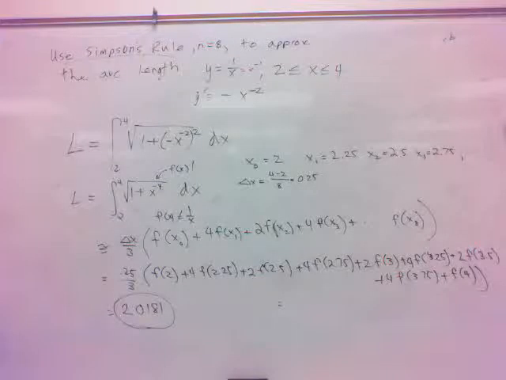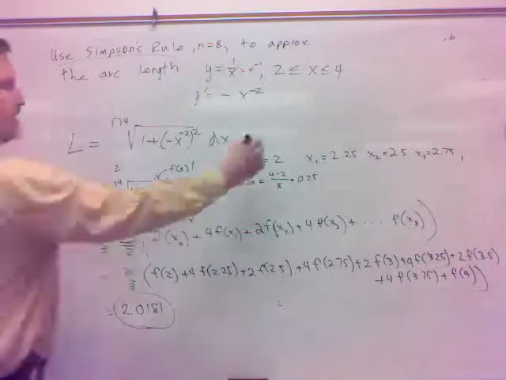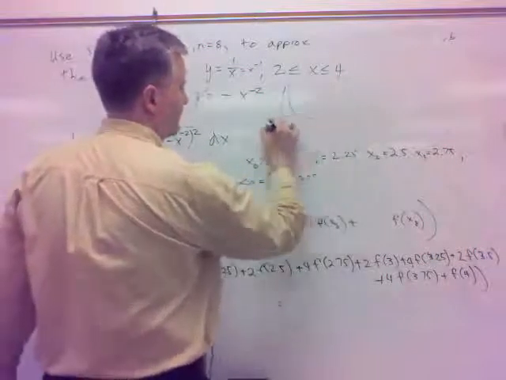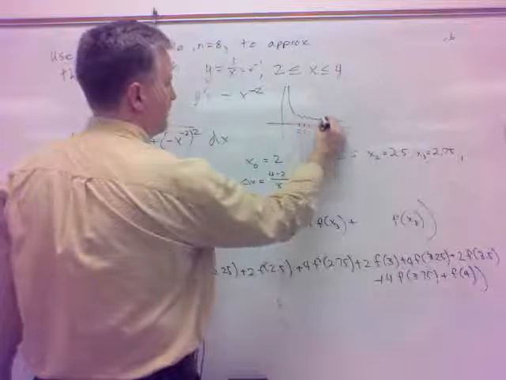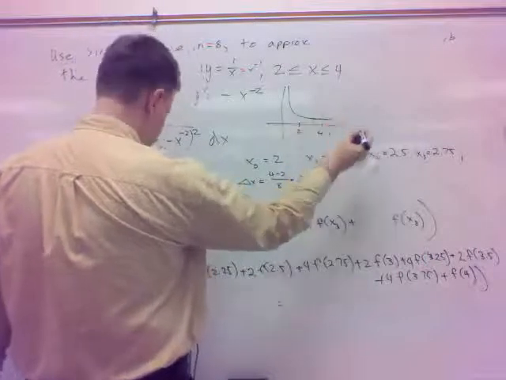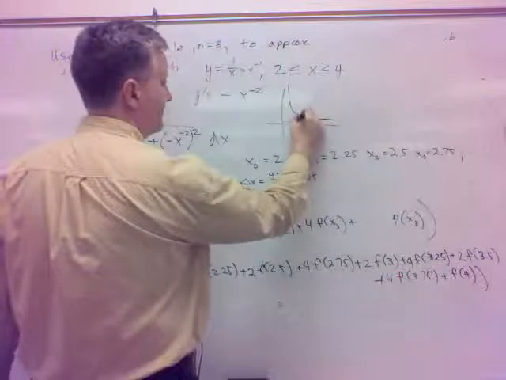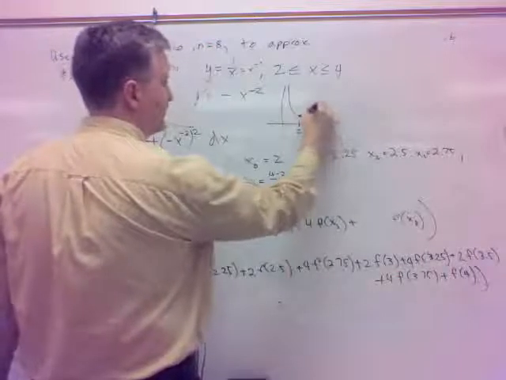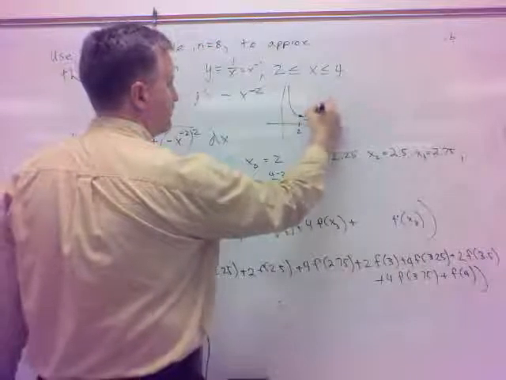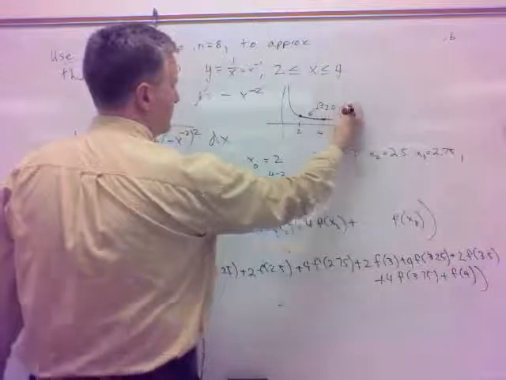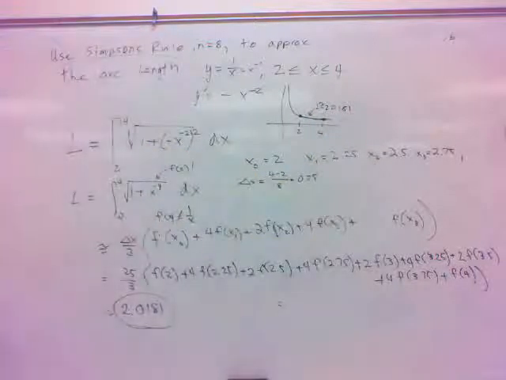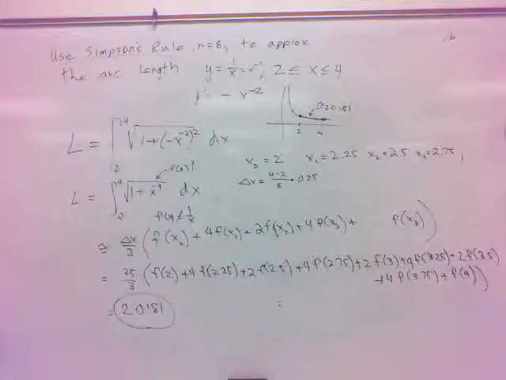So the length of that curve, 1 over x, which I know what that looks like. 1 over x looks like that, doesn't it? So from 2 out here to 4, almost a straight line, but not quite. It's about 2.01 for that length right there, approximately. All right, how's that? Not too bad?